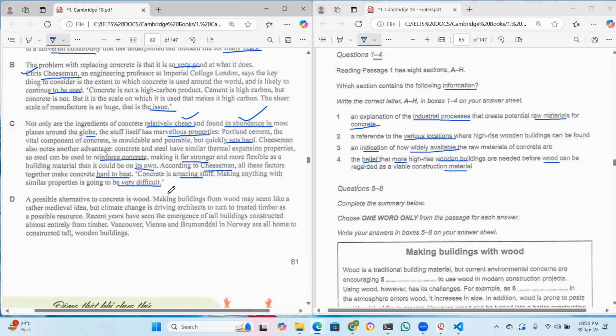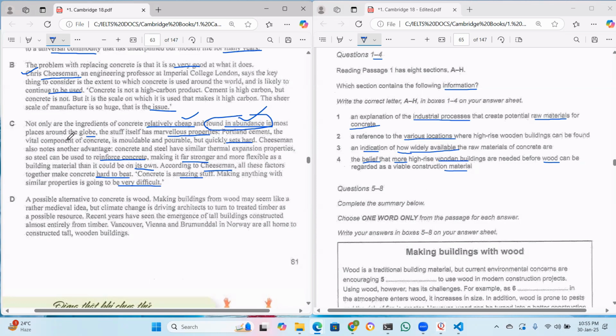No, there is nothing. Then a reference to various locations where you can find the wooden buildings. Now, he did not talk about any various locations where there are wooden buildings, right? Next, and indications of how widely available the raw materials of concrete are. Okay, now this is the keyword, guys. How widely available, availability. Found in abundance. What do you think? Is it matching or no? It is matching, right? So what is our answer?